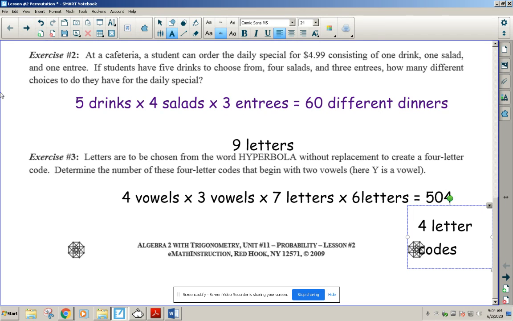But right now, again, you had 9 letters. Your first letter had to be a vowel. There were 4 vowels, and then you picked a vowel. So now you have 3 vowels left to choose from for the second part of the code. Now you took 2 letters out of hyperbola, so that left you with 7 letters. You picked 1 here, and then you had 6 letters left, and you picked 1.